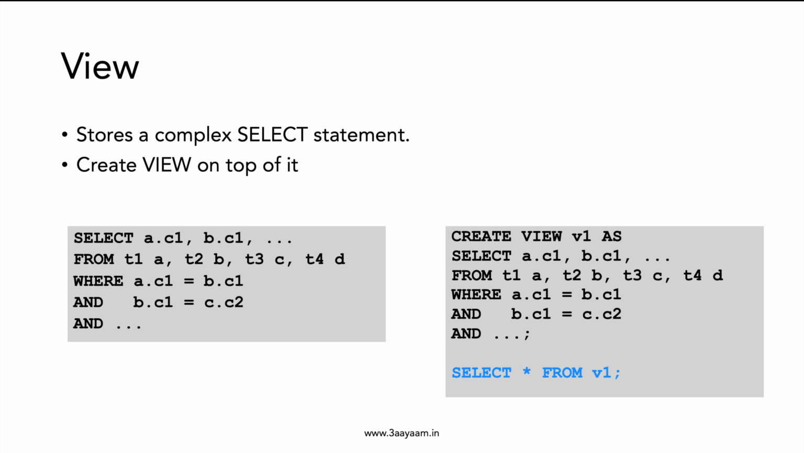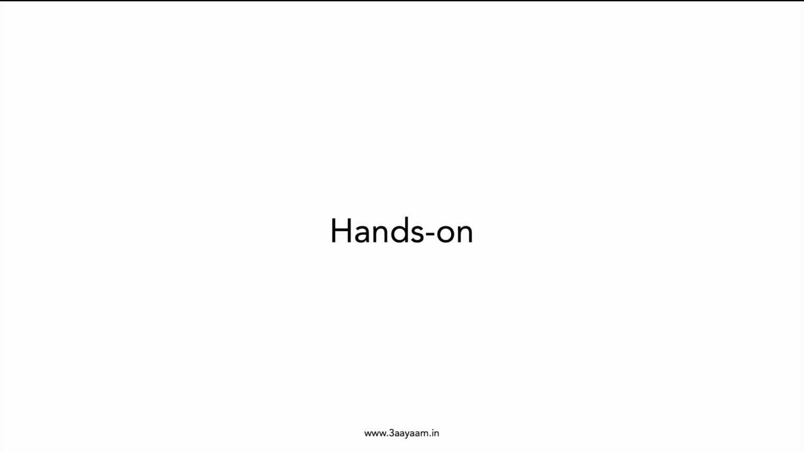Now what will happen behind the scenes: whenever we run a select statement from this particular view, the SQL statement that is there in that view will be executed. So the view will not store any results. Remember that is important. The view will store only the definition of the select statement. It will not store any data. So whenever we query this view, this select statement would run and then give us the result. Let us go ahead and see some hands-on.